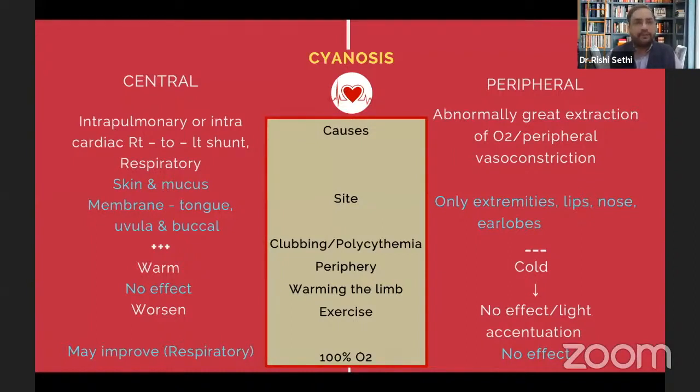On warming the limbs, there's no effect on central cyanosis, but the peripheral cyanosis may decrease. On exercising, the central cyanosis will usually worsen, while the peripheral cyanosis may not have any effect, or it may actually improve. And giving 100% oxygen generally has no effect on peripheral cyanosis, but it may improve the respiratory part of the central cyanosis.